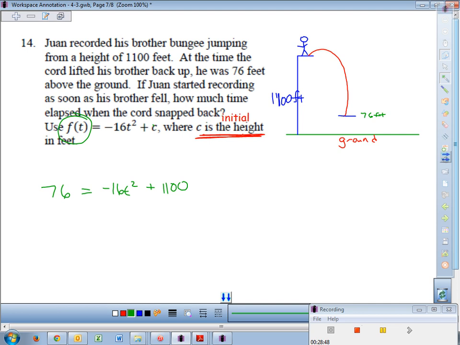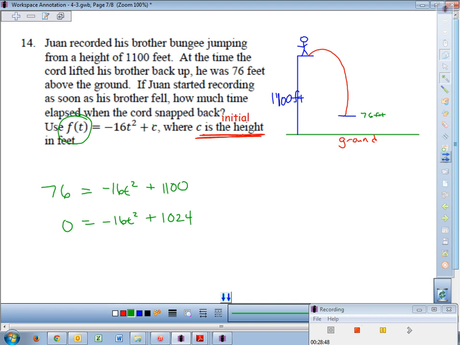Is this quadratic? Yes or no? Is it equal to 0? It is quadratic because the biggest exponent you see is a 2. 1100, take away 76. That is 1024. Awesome? Yes or no? I don't like the negative 16 in this situation. I just don't like that negative 16.